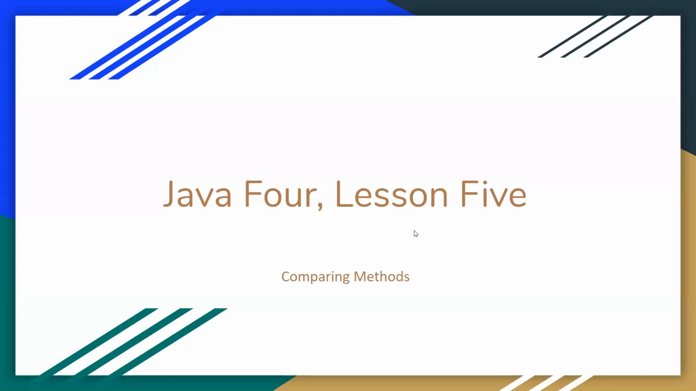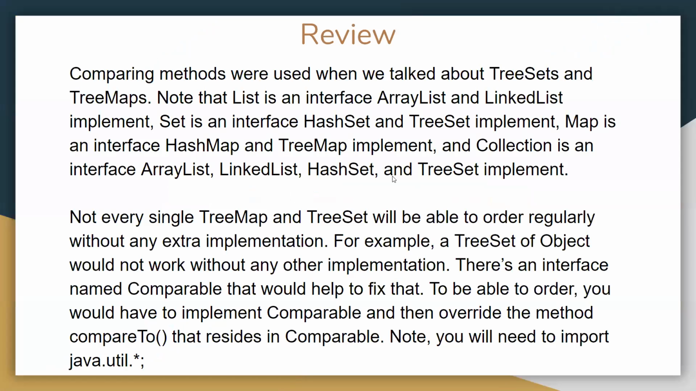Right, so today we're doing Java 4 lesson 5, and today we're learning about something called comparing methods. As a review, I don't know if any of you remember it specifically, but back in Java 3, when we talked about tree sets and tree maps, I mentioned comparing methods. So that's what we're learning about today. Comparing methods are just how tree sets and tree maps order their values, since if you remember, they're the sets and maps that order things by specific orders.